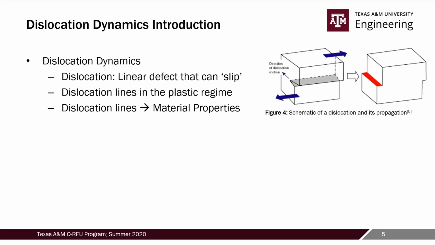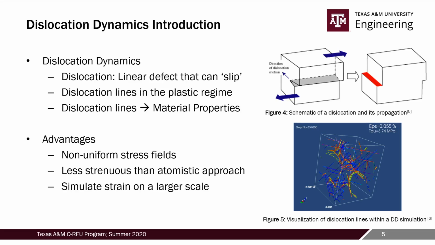Dislocation dynamics aims to take advantage of that. It models and tracks dislocation lines throughout a simulated material, which then can be used to draw a wide variety of conclusions regarding a material and its properties. The advantages of this class of simulation are that they allow you to simulate plastic deformation of materials with non-uniform stress, and are much less computationally rigorous than attempting to simulate every atom of a material, which allows a much larger simulated volume on the order of microns.